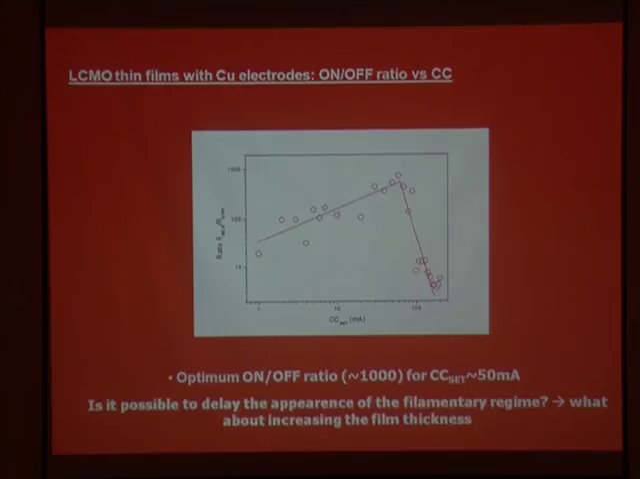And then we asked ourselves if it is possible to delay the appearance of this peak or to avoid the formation of a filament which is appearing in this zone. One option is to increase the film thickness. In this way we make it harder for the top electrode to reach the bottom electrode. On the other hand, we decrease the electrical field across the film, so this could be helpful.